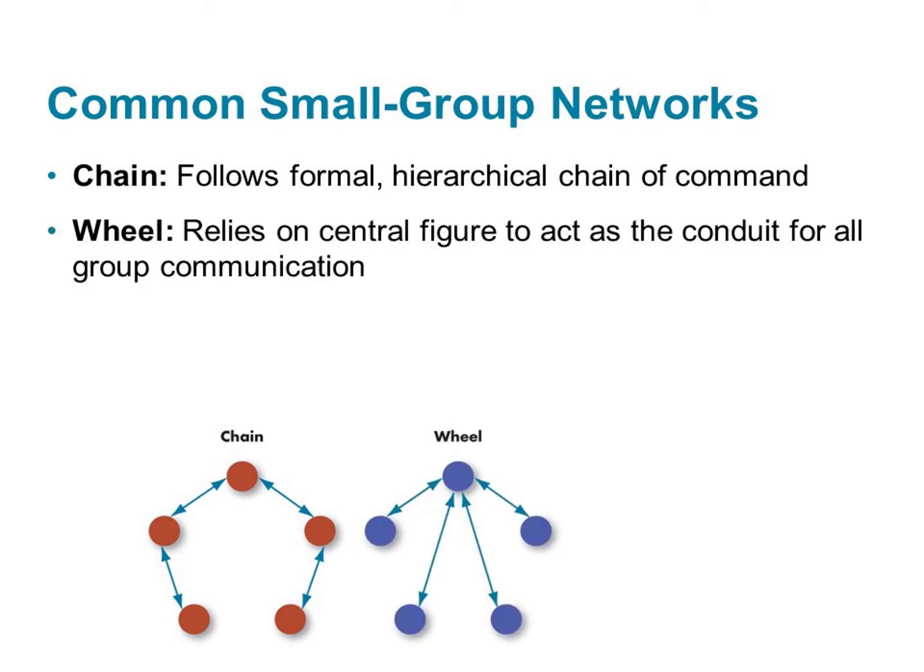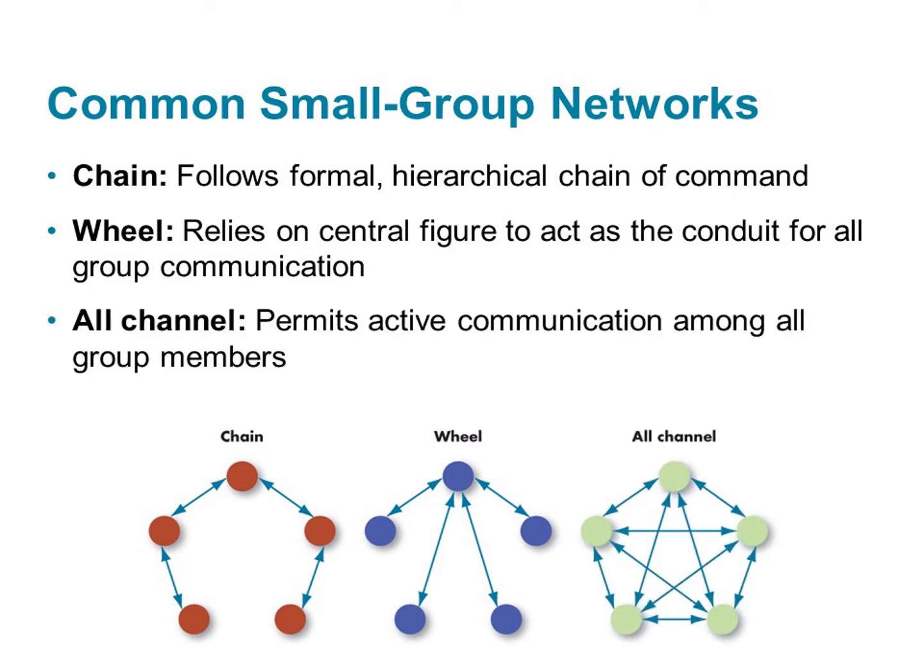A wheel network relies on a central figure to act as the conduit for all group communication. So what that means is there is one person who communicates with every single person in the group, but the group members themselves rarely have conversations between the 2 of them. This type of network you might find in a team with a really strong leader.